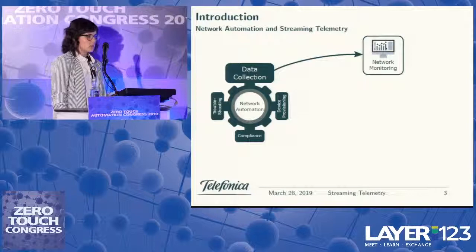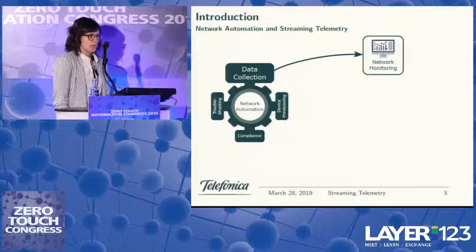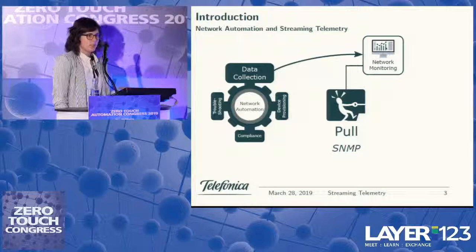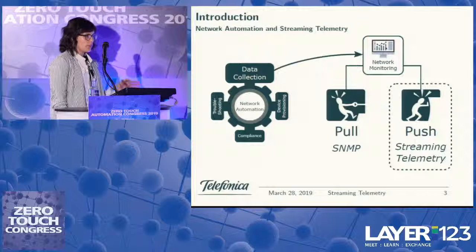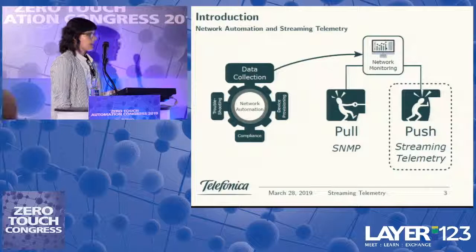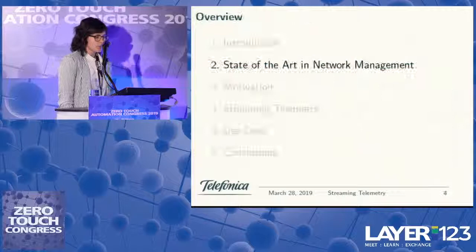Regarding network monitoring, there are two different mechanisms. The first one is the poll-based mechanism, where the information must be specifically requested from the device. The other one is the push-based mechanism, where we place the streaming telemetry concept. Basically, in this mechanism, the devices are in charge of pushing or streaming all the information to an application server. So now we are going to see the current state of the networks.